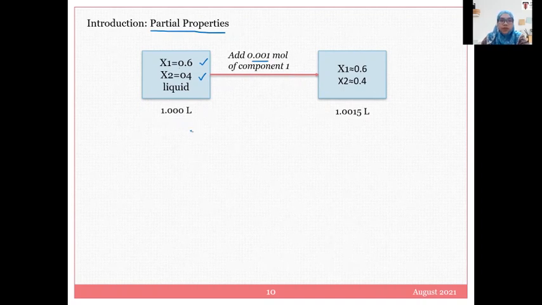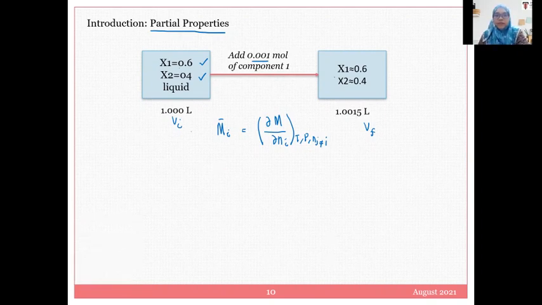To solve the partial properties, the partial thermodynamic property of a species is equal to the difference of the total thermodynamic property of the solution over the change in mole number, at constant temperature, pressure, and Nj, where j is not equal to i. Back to the case here, we have V initial and V final, so we can determine the difference of V.